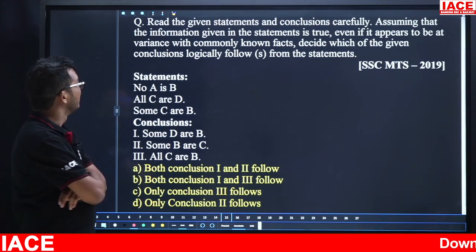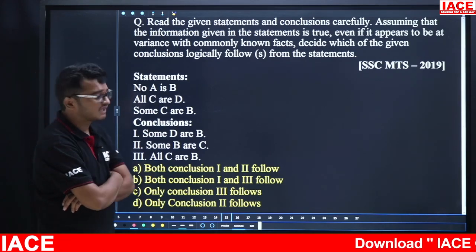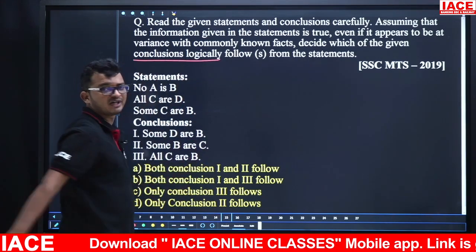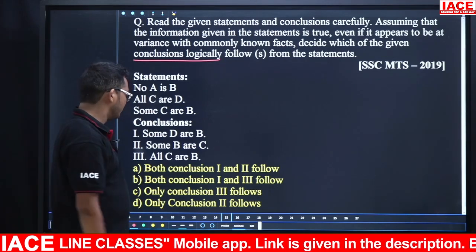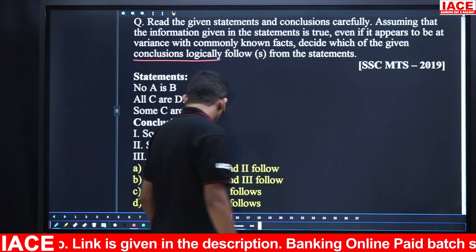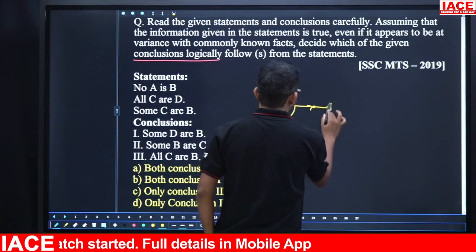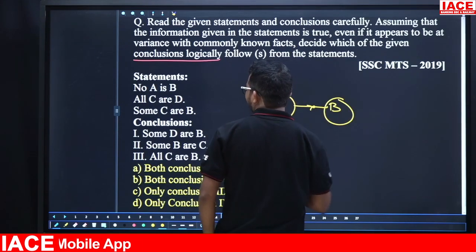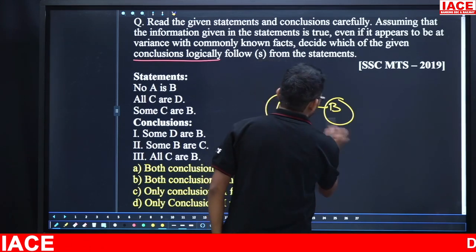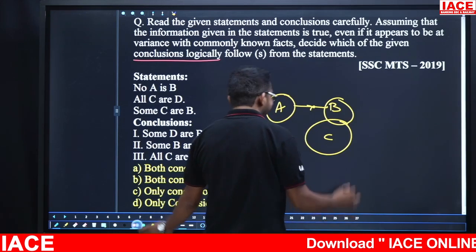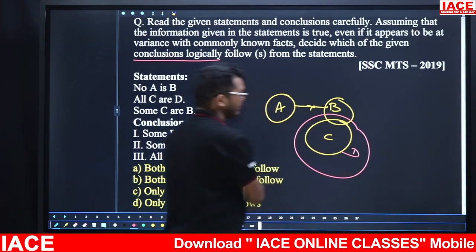Yes, time up. So here also again the question is from Syllogisms. Here our requirement is which of the following conclusions logically follows, that means true conclusions. Take the given statements. No A is B, and friends, take A. This is no A is B. Next, all C are D. Next, some C are B. Take C. Some part of C is B. Next one is all C are D, and all C are D.